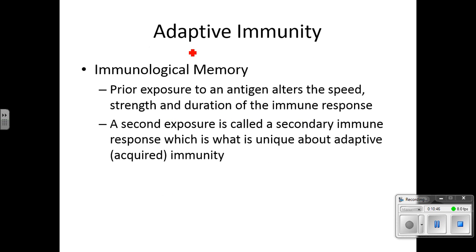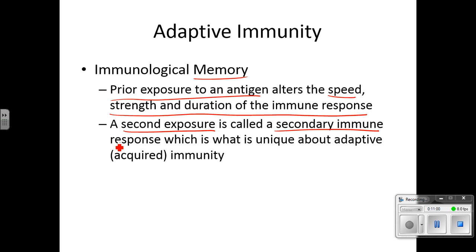So what's really cool about the adaptive immunity is that you have a memory for it. Prior exposure to an antigen is going to alter the speed, strength, and duration of the immune response. A second exposure is called a secondary immune response, and it's what's completely unique about adaptive immunity. It basically learns from previous exposure.